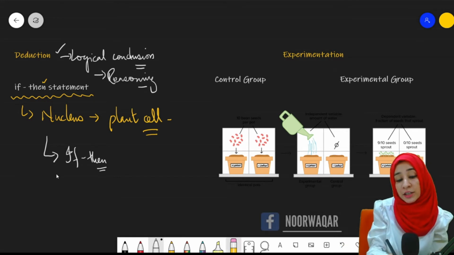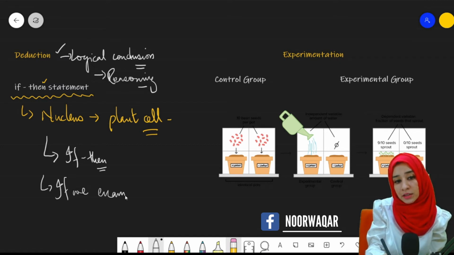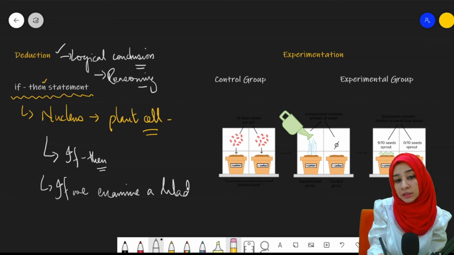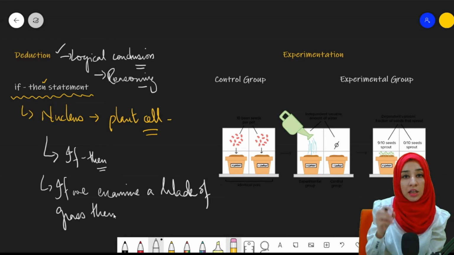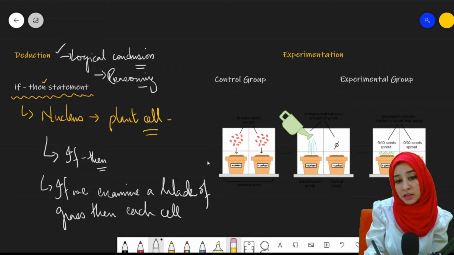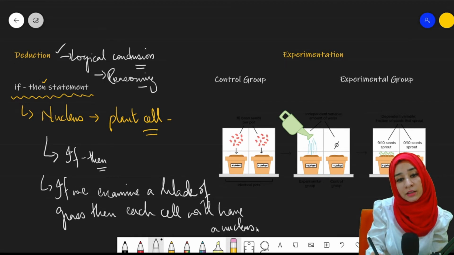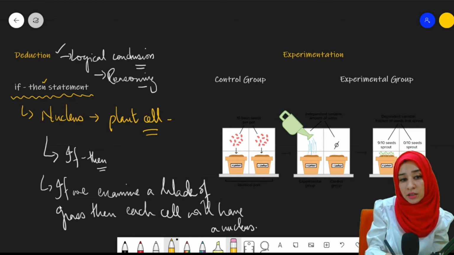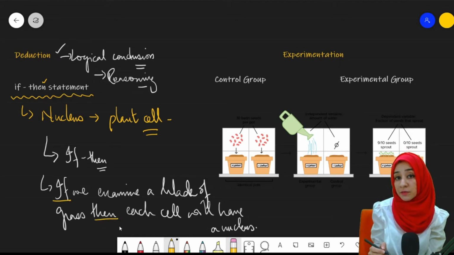So on the basis of that, the deduction statement will be: if we examine a blade of grass, then each cell of that grass will have a nucleus, right? This is the deduction. First of all, it is an if and then statement. If we are examining a blade of grass, then each cell present on it will have a nucleus. Every single cell that is present inside it will have a nucleus.